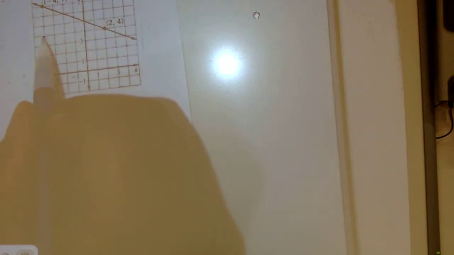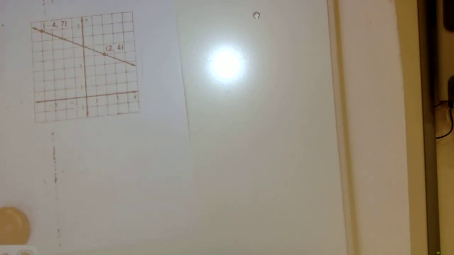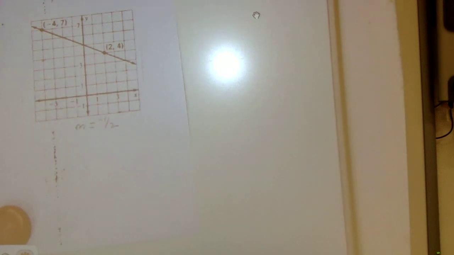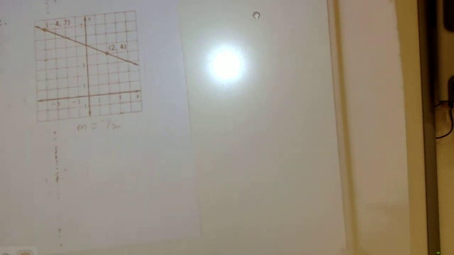And remember, I told you, you're always running to the right. So I'm going to run 1, 2, 3, 4, 5, 6 to the right. So my rise over run is -3/6. But you have to simplify your fraction. So I would prefer that you say m is -1/2. That's your m.